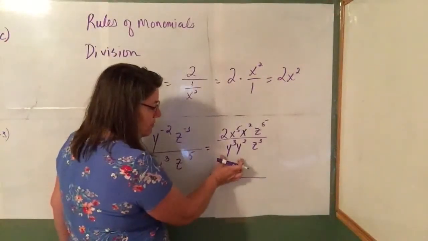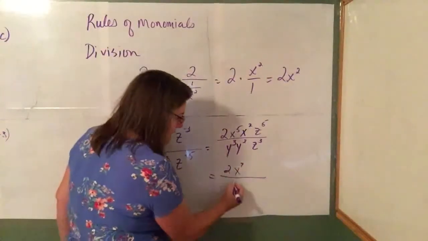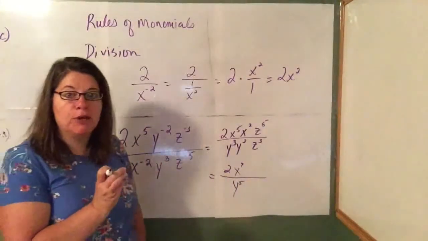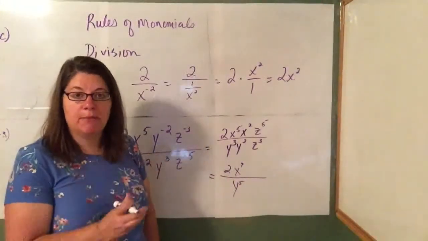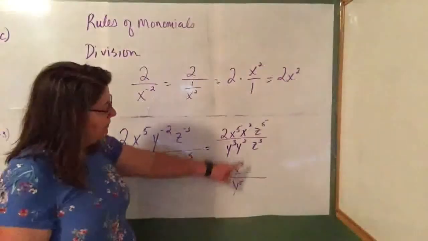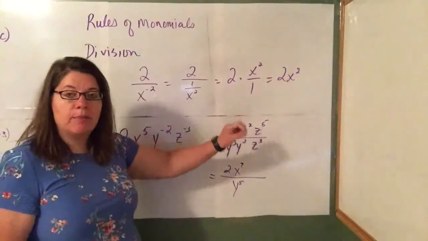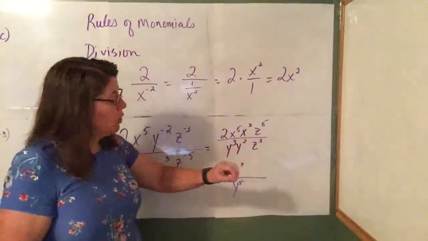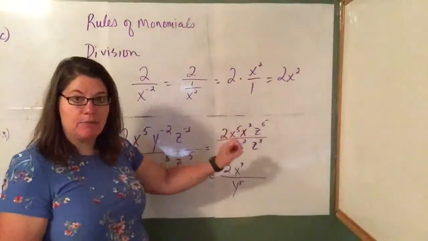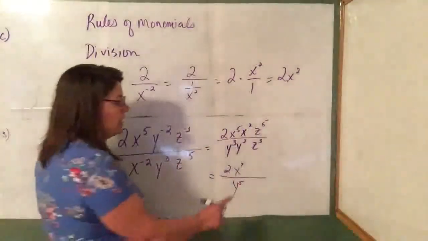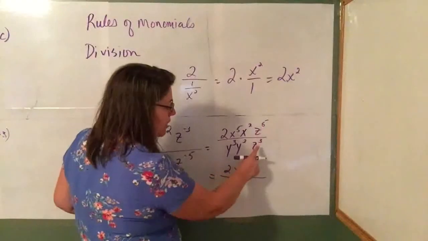The y's are beside each other, so we keep the base and add the exponents. So if they're beside each other, both in the numerator or both in the denominator, we keep the base and add the exponents. If they are over top of each other, like we have with the z's, think about that, that's a division, so we're going to subtract. Keep the base and subtract the exponents, okay? So here, we've got z to the 5th over z cubed.